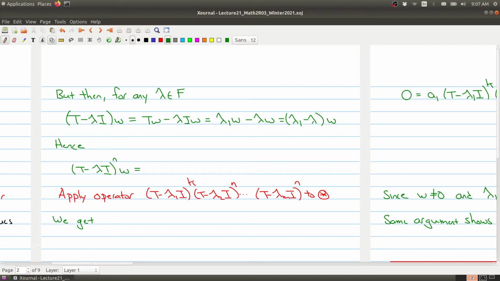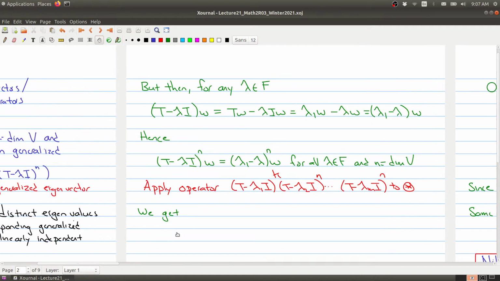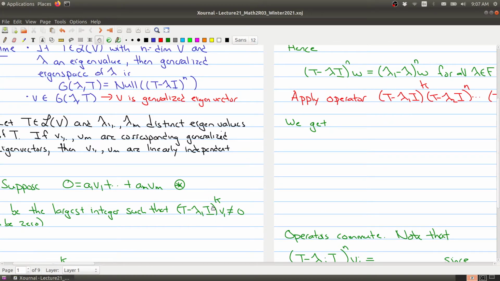Okay, so if I now take the operator T minus lambda I to the n, so I raise this operator to the power of n, that's the same thing as doing (lambda 1 minus lambda) raised to the power of n times w, and this is true for all lambda in F, with n being equal to the dimension of V. So we've now said something special about the operator (T minus lambda I) to the n corresponding to the vector w, where w is this particular vector here.